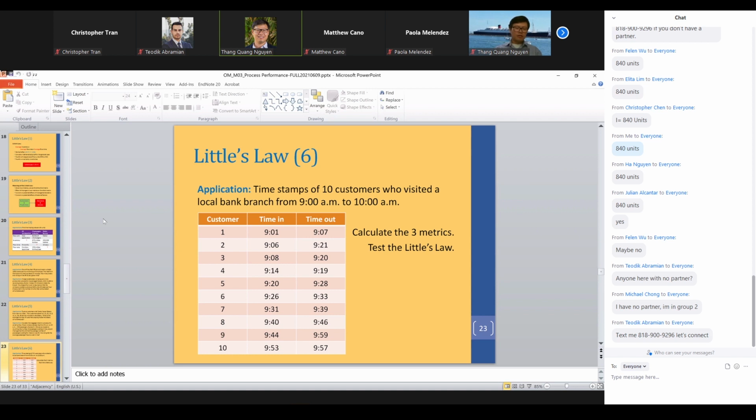So let's start with the easy metric first. You can easily do the flow rate, right? We know that in 1 hour we have 10 customers. So the flow rate here is easy: 10 customers per hour. So we already have the flow rate.